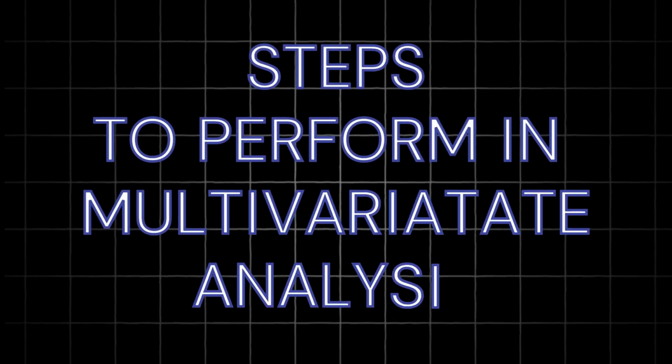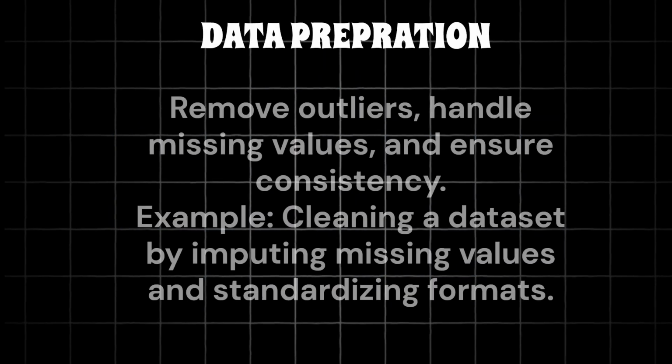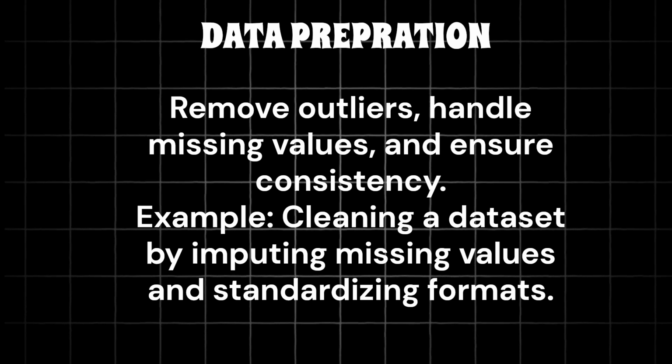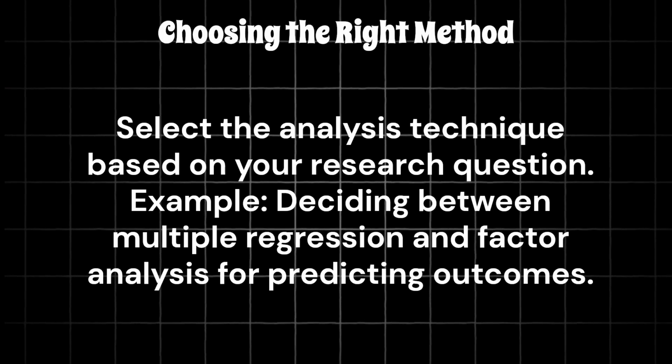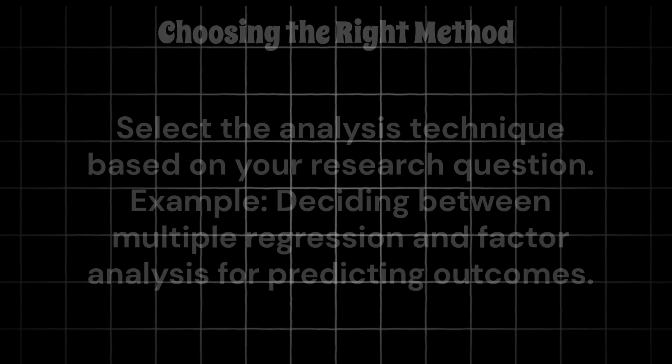Performing multivariate analysis can be straightforward with the right tools. Here is a quick guide. First, data preparation. Ensure your dataset is clean, with no missing values, and all variables are in the correct format. Second, choosing the right technique. Depending on your goal, such as prediction or pattern recognition, choose the appropriate multivariate method. For example, if you want to understand the relationship between variables, multiple regression might be the best bet.